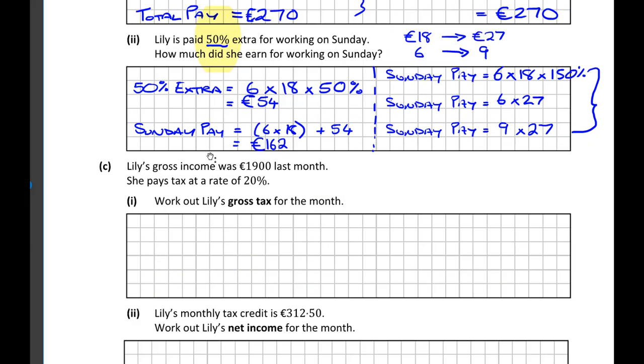So there's a few different ways. Lily's gross income was 1,900 last month. She pays tax at 20%. What's her gross tax? So her gross tax, so gross is before any deductions have taken place. Gross tax is 1,900 times 20%. Yeah, so that should be exactly 380, because 1/5 of this is 380.